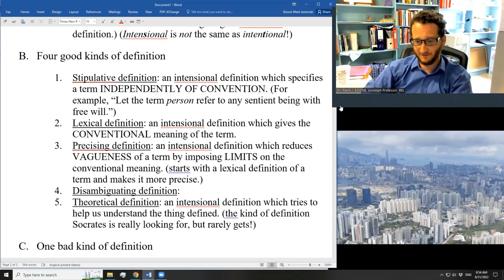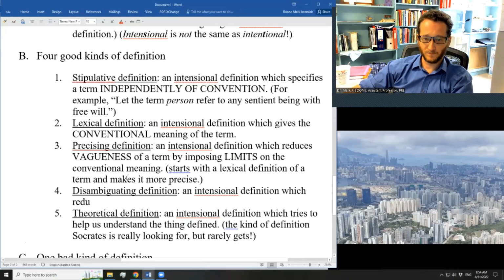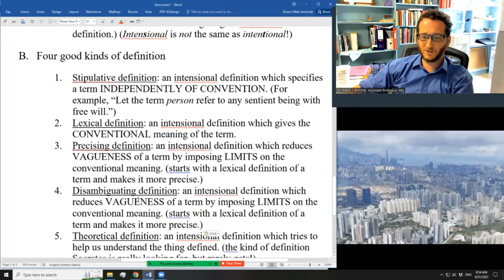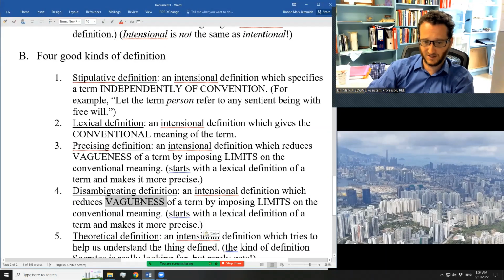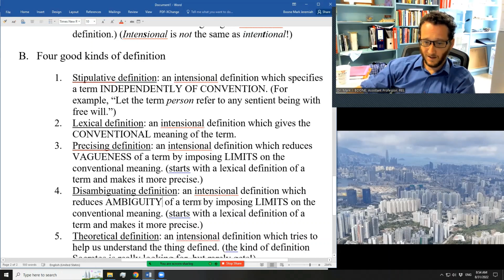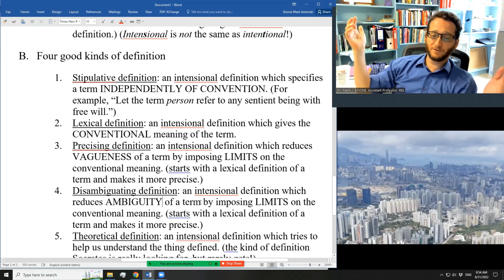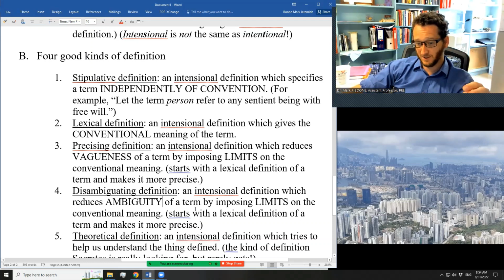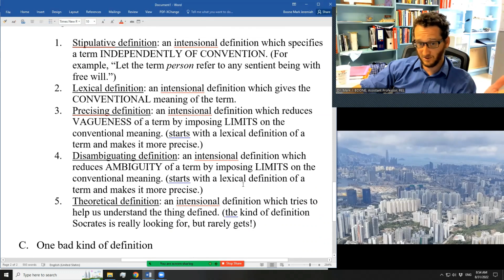A disambiguating definition would be almost exactly the same thing as a precising definition, except it reduces ambiguity. An intentional definition which reduces ambiguity of a term by imposing limits on the conventional meaning. In other words, start with a good lexical definition and make it more precise. Well, I better jump up and define lexical definition. A lexical definition gives the conventional meaning of a term. This is what you find in any dictionary.